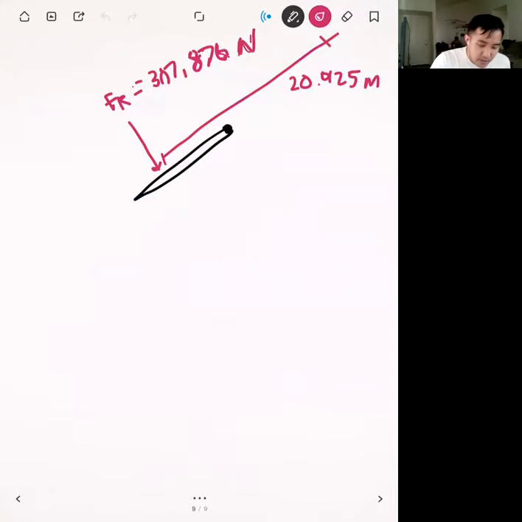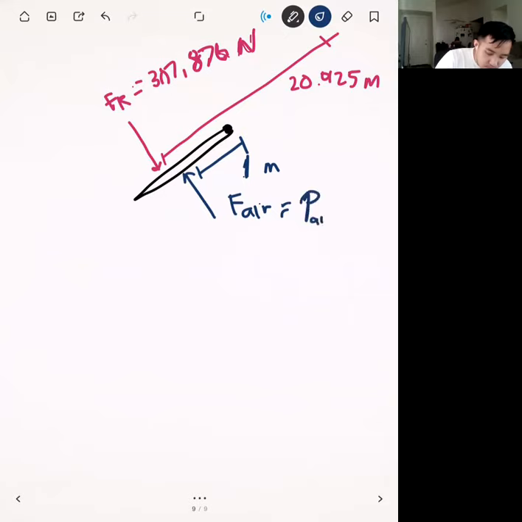And then opposing this moment is the air pressure from the inside. And since we said that the air pressure on the inside was constant, then the distance between this F air and the hinge is just going to be the radius. So it's just going to be 1 meter. And so first of all, we recognize that the force of the air is going to be the pressure of the air times the area. Remember, the pressure of the air is what we want to solve for.